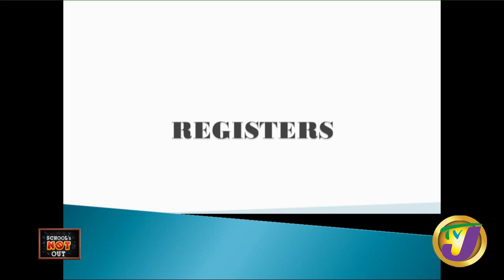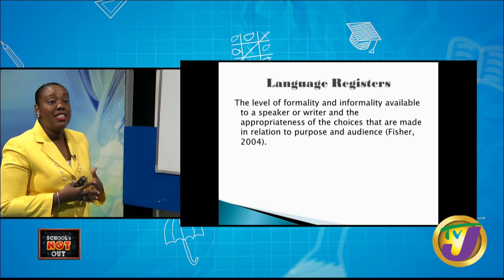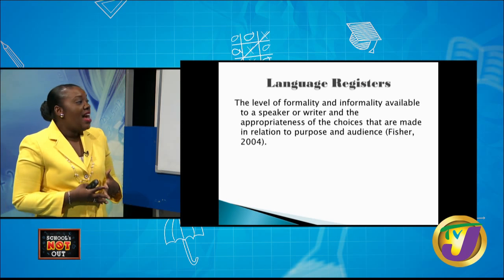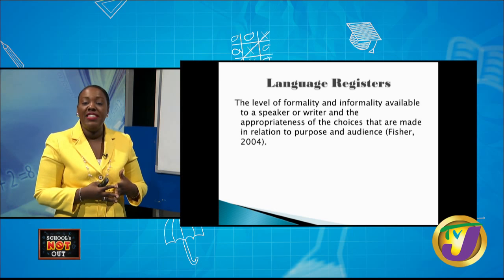So we are going to our third area, and that is registers. And we are speaking specifically about language registers. So what do we mean by language registers? It refers to the level of formality and informality available to a speaker or writer, and the appropriateness of the choices that are made in relation to purpose and audience.